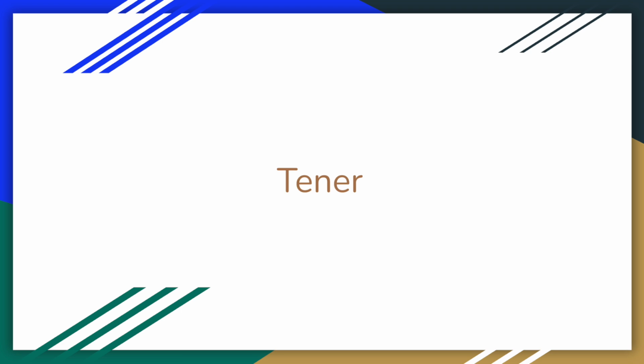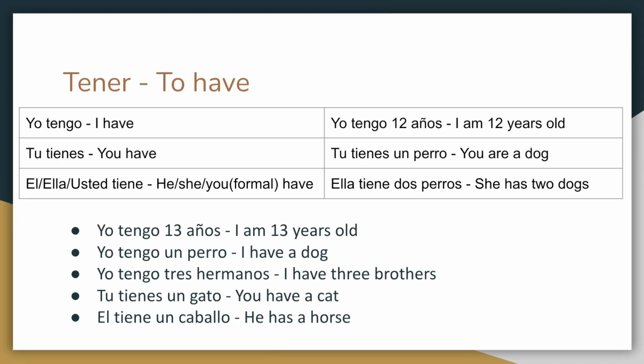Now we're going to move on to the verb tener. So tener means to have, and this is also an ER verb, but like AR verbs, it has 6 conjugations, but in this video, we're only going to do 3 of them. So the first one, yo tengo, means I have, and then tú tienes means you have, and él, ella, usted tiene means he, she, or you formal have.